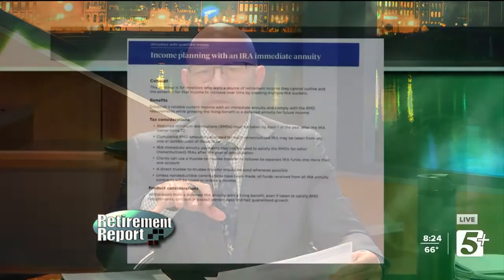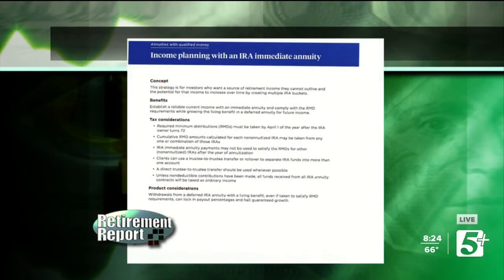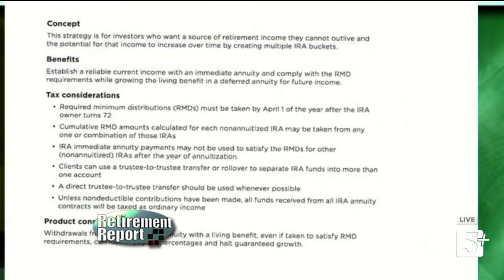So when we get into income planning with an IRA immediate annuity, this concept's a little different. Here's where we're looking to set up a ladder of income sources. The strategy is for investors who want a source of retirement income they cannot outlive. So we want guaranteed income for life. And if you're married, of course, that might be for 2 lives that you want to make sure are covered, and the potential for that income to increase over time. This is where creating multiple IRA buckets can help you do that.